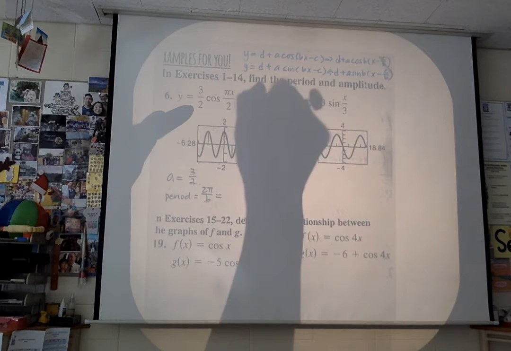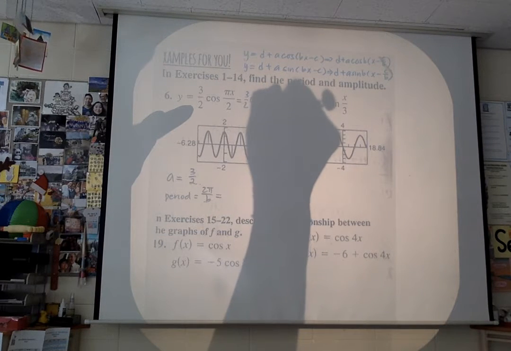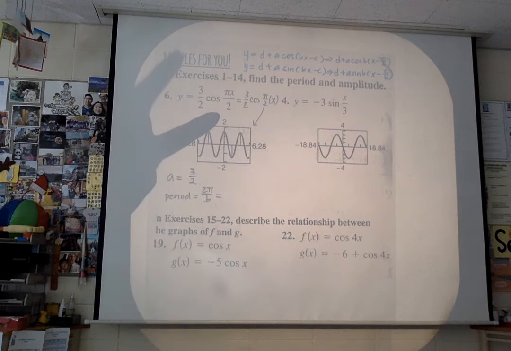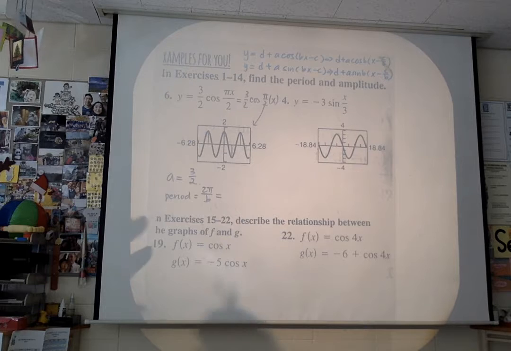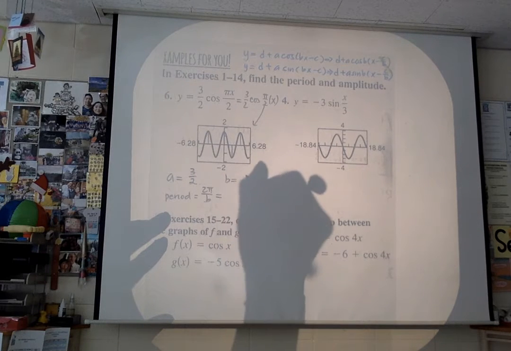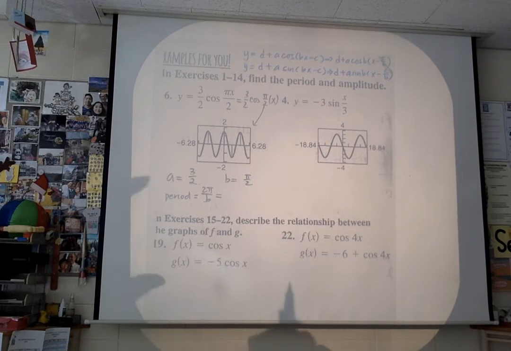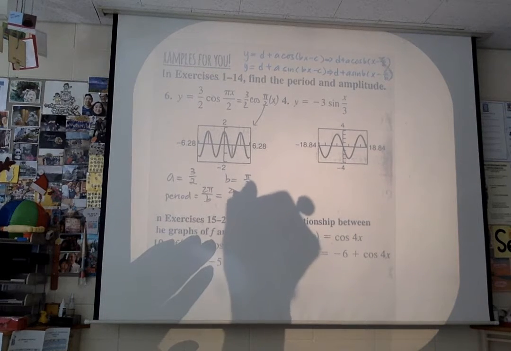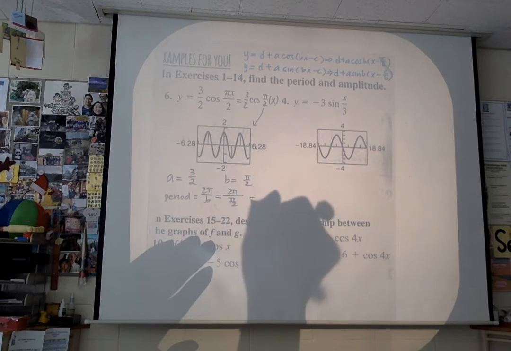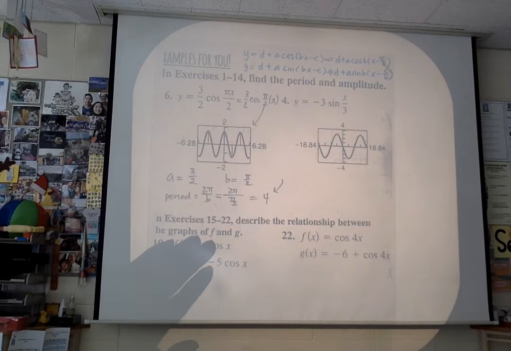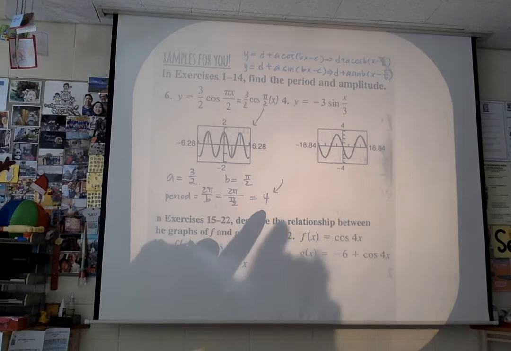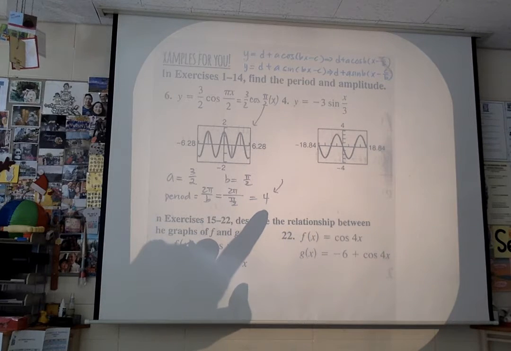So if you think about it, can't I write this as 3 over 2 cosine pi over 2 x like this? So what's our b? You're right, our b is pi over 2. Remember, peanut butter, right? So we found the butter, pi over 2. So 2 pi over pi over 2, which is going to equal 4. And that's our period. That means within 4 is our period, and it's complete.